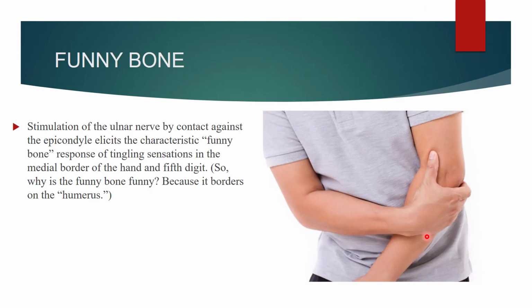Okay, the ulnar nerve is named the funny bone. Stimulation of the ulnar nerve by contact against the epicondyle elicits the characteristic funny bone response of a tingling sensation in the medial border of the hand and the fifth digit. Why is it called funny? The funny bone is called funny because it borders on the humerus. That's why it is named the funny bone. So the ulnar nerve is named the funny bone.